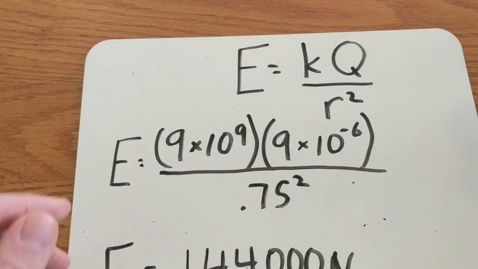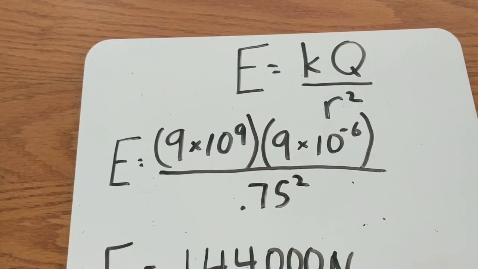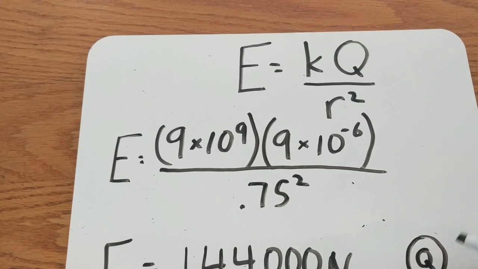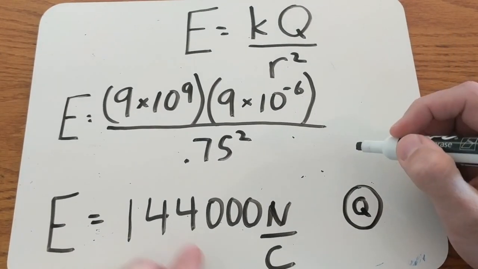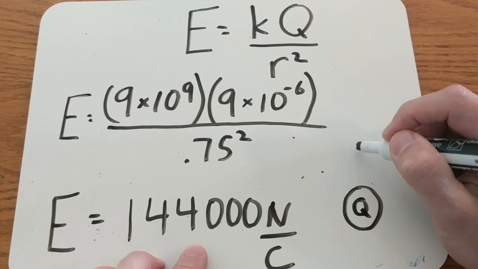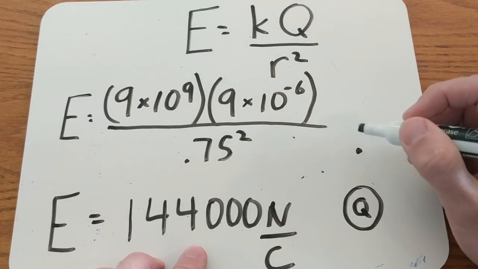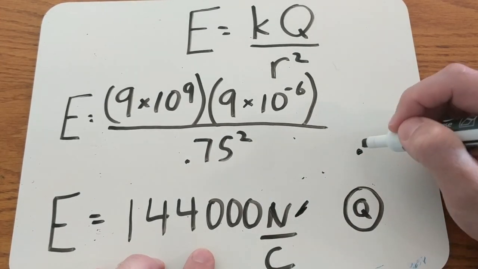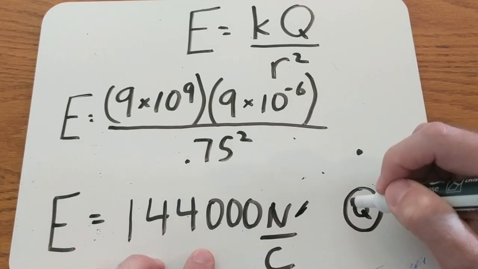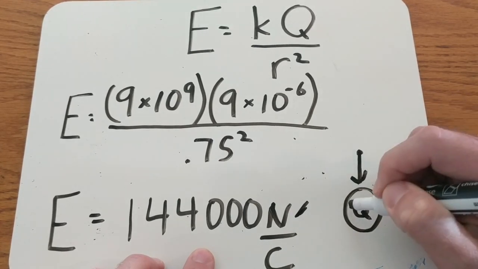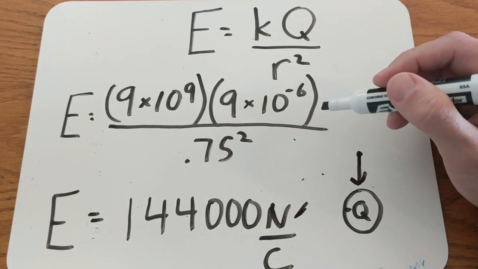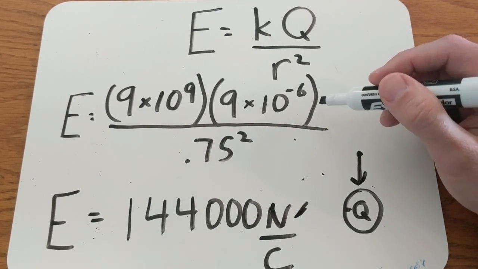It says, what is the field at the spot above the charge? So there's our big Q, all right? And they want to know, well, we know how much it's going to be, 0.75 above. So at that spot right there, we know it's that amount. But what's the direction? Well, if I put a positive charge here, it would go down into this because our big Q is negative 9 microcoulombs.